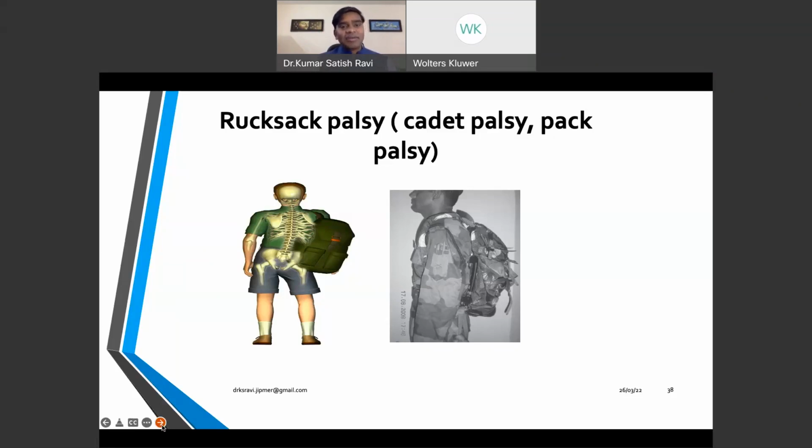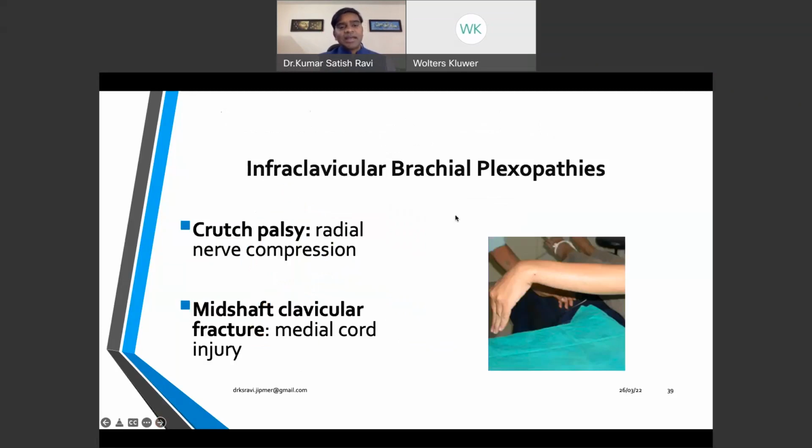Then infraclavicular brachial plexopathies, the crutch palsy. When the person wears these crutches in the axilla, the radial nerve gets compressed, and that will lead to the clinical condition we call crutch palsy. It may be temporary, right? When the compression gets relieved, it may return to the normal condition.